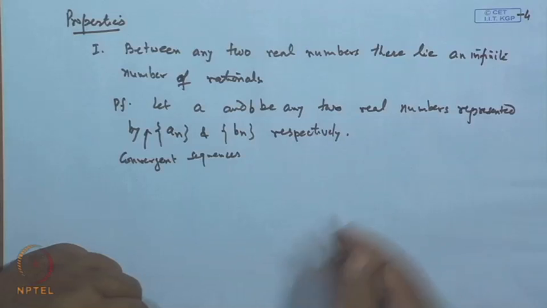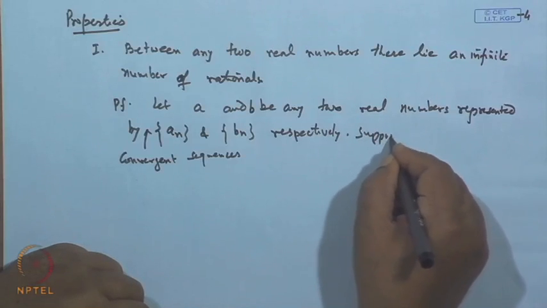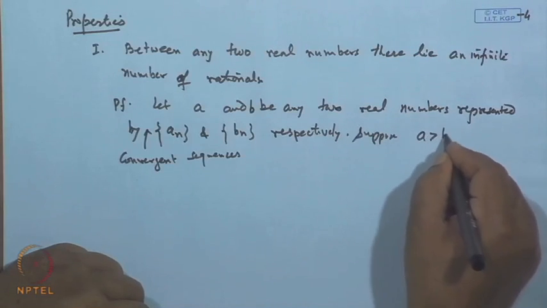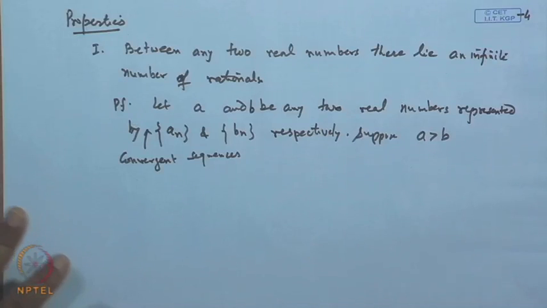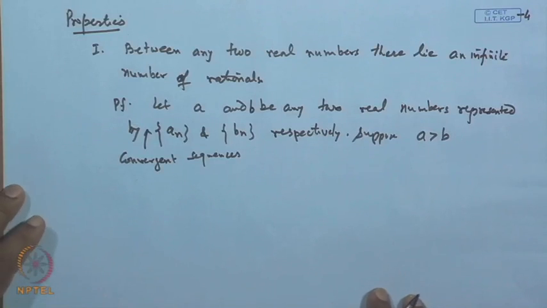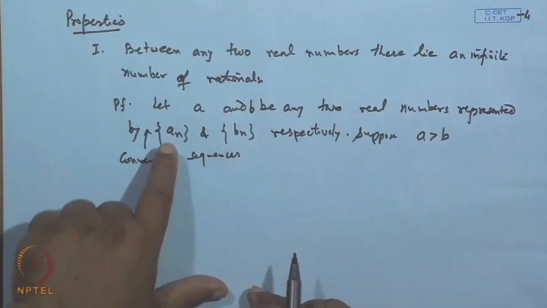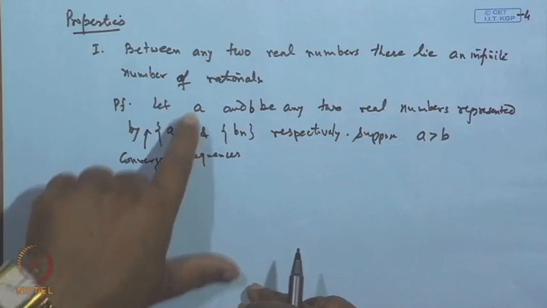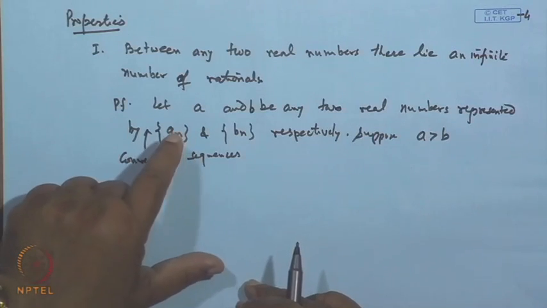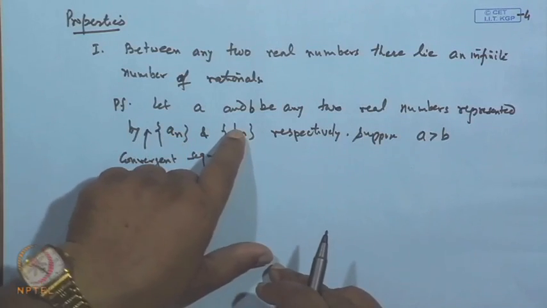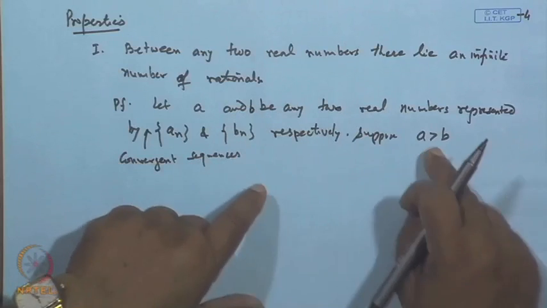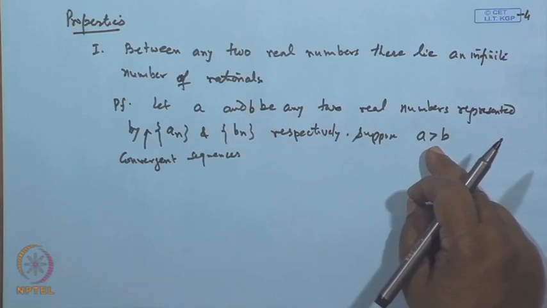Okay. And suppose a is greater than b, a is greater than b. Okay. So, now what we have? We have a sequence a_n which represents a convergent sequence. This means the sequence a_n is convergent, the sequence b_n is also convergent, representing b, and a is greater than b. So, now apply the criteria.